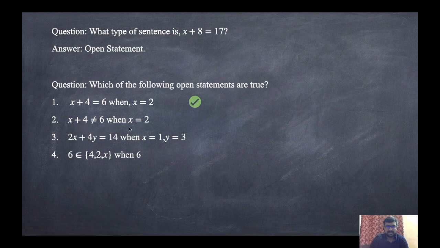I think it is the negation one. X equals 2. So here 2 plus 4, that is not equal to 6. 6 does not equal 6. That is the wrong one. Now 2x plus 4y equals 14 when x equals 1, y equals 3. If we put x equals 1, that will become 2 plus 4 into 3, that is 12. 12 plus 2, 14. Yes, it is right. So it is the true one.